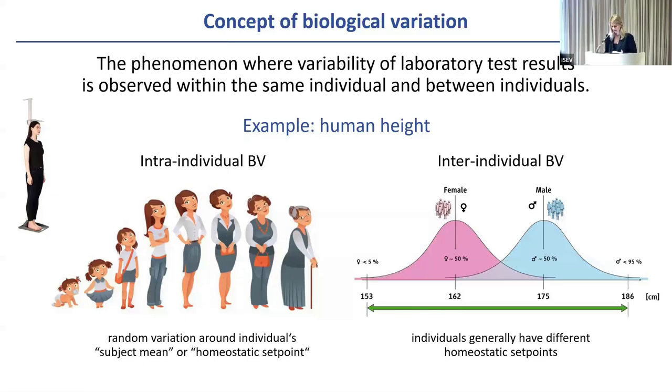Here is a simple graph that represents the distribution of heights of working females in Europe, separated by sex. Females are smaller, with heights from, let's say, 150 to 175, while males are larger. So we are here comparing different homeostatic set points.